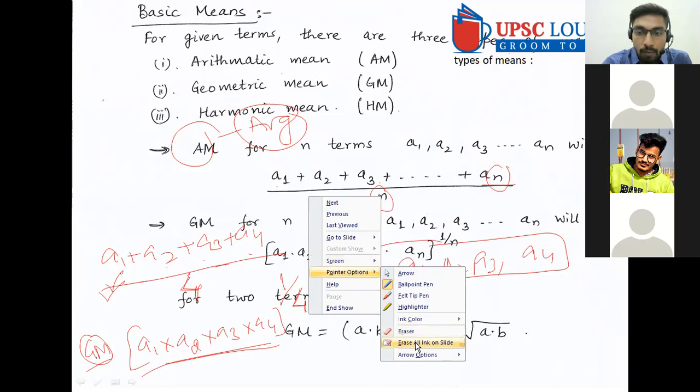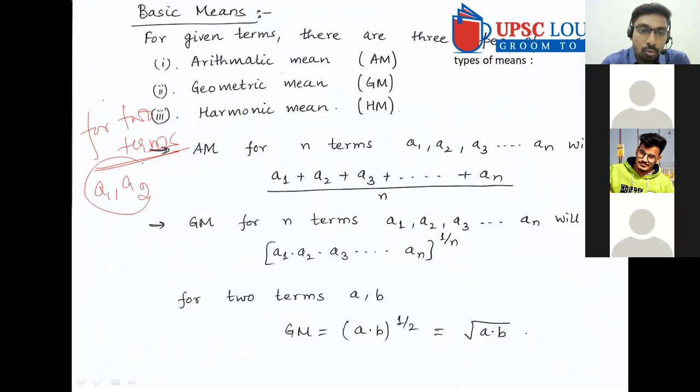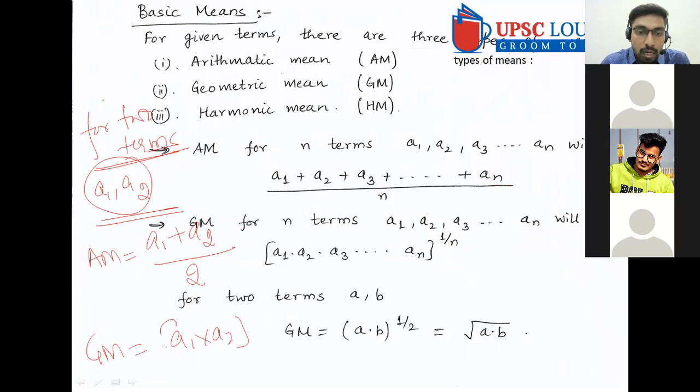Okay. One more thing I want to tell you: for 2 terms, I'll calculate a relation, what the AM will be and what the GM will be. Suppose A1 and A2 are the 2 terms. What will be the AM for this? A1 plus A2, and there are 2 terms, so divided by 2. And what will be the GM? A1 into A2 to the power 1 upon 2, that means the square root of those numbers.